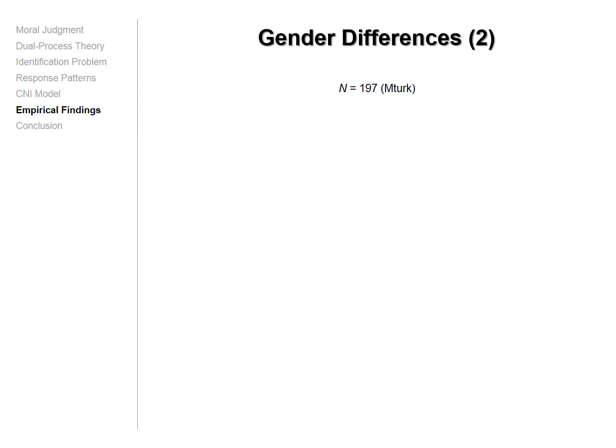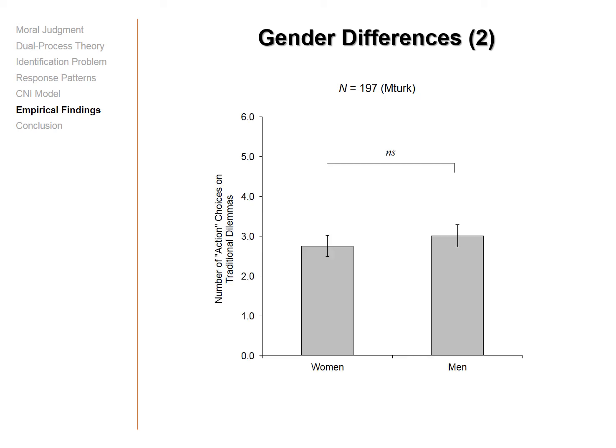Because of recent concerns about the reproducibility of psychological findings, we conducted a replication study with the same materials in a new sample of 197 participants on mTurk. In this study, we actually failed to replicate the commonly found gender difference in research with the trolley problem. There was no significant difference between men and women in the average number of action choices on dilemmas that have the same structure as a trolley problem.